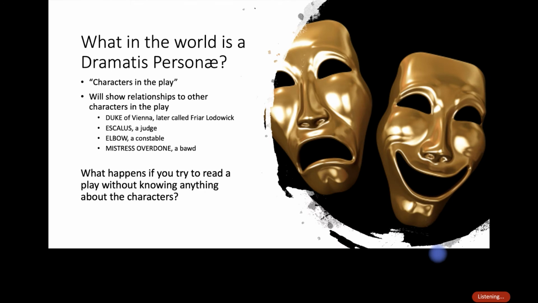Now, what is a dramatis personae? Well, essentially, that's just characters in the play. It shows relationships, like I just said. So we can see Duke of Vienna, later called Friar Lodovic, because he disguises himself as a friar. Some ethical issues there. We'll talk about those at another time. But you can see how the other information is presented as well.